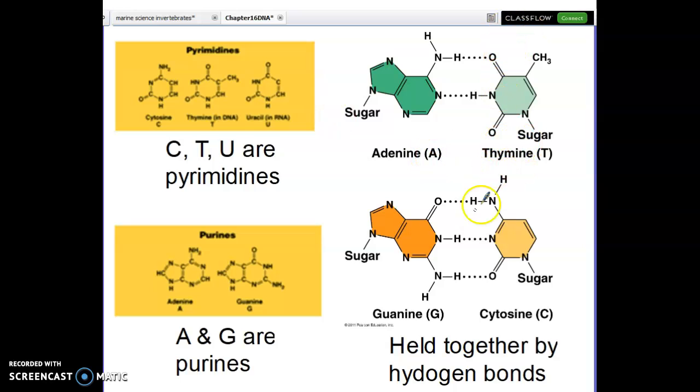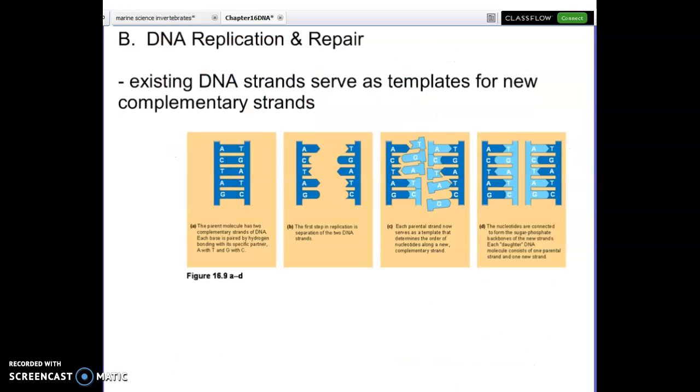Anyway, remember A pairs with T, C pairs with G. A purine is always going to pair with the pyrimidine and vice versa. Okay, and they are held together by hydrogen bonds. And remember, hydrogen bonds are pretty weak bonds, so we can replicate DNA easily.